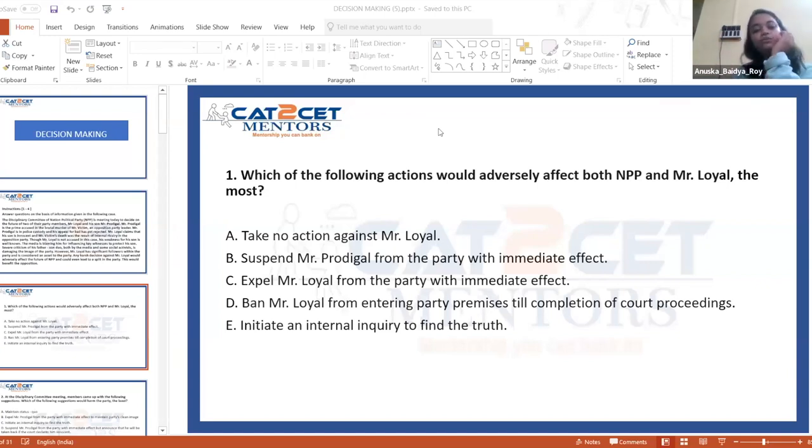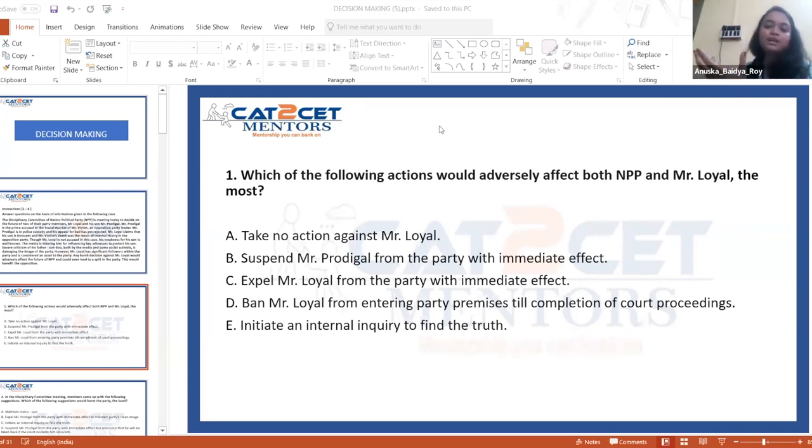Okay. So now let's move to the next option. Suspend Mr. Prodigal from the party with immediate effect. If we suspend Mr. Prodigal from the party with immediate effect, what happens? What can be the possible adverse things? For Mr. Loyal, his son is getting suspended from the party. So this is an indirect loss to Mr. Loyal. I mentioned a rule to you that direct effects are always of greater importance than indirect effects. So if Mr. Prodigal, the son, is getting suspended, it is an indirect adverse effect on Mr. Loyal. Is that clear?